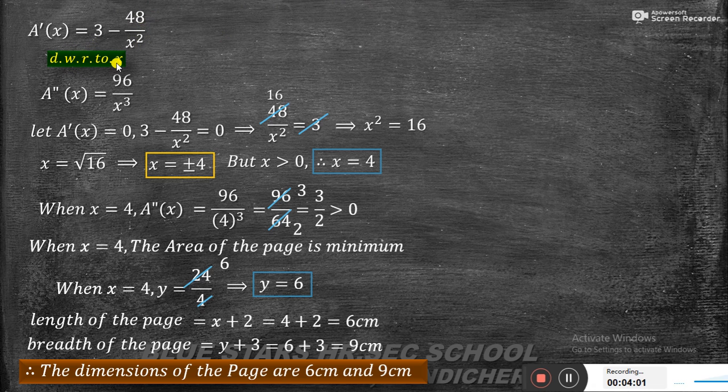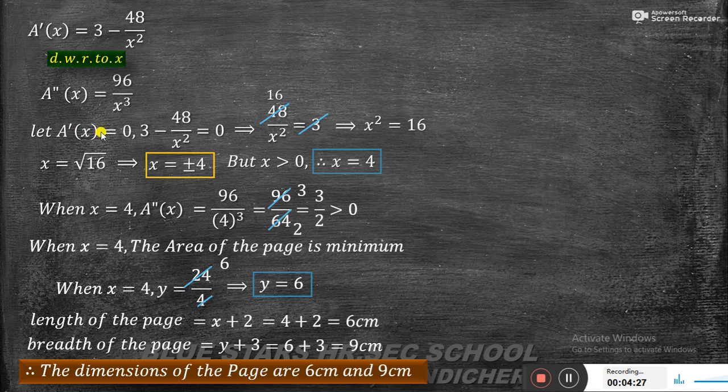Again differentiate with respect to x. A double dash of x equal to, differentiation of 3 is 0, minus 48 into differentiation of 1 by x square. Differentiation of 1 by x square is minus 2 by x cube. So already there is a minus, minus into minus is plus, so 48 into 2 is 96. A double dash of x equal to 96 by x cube.